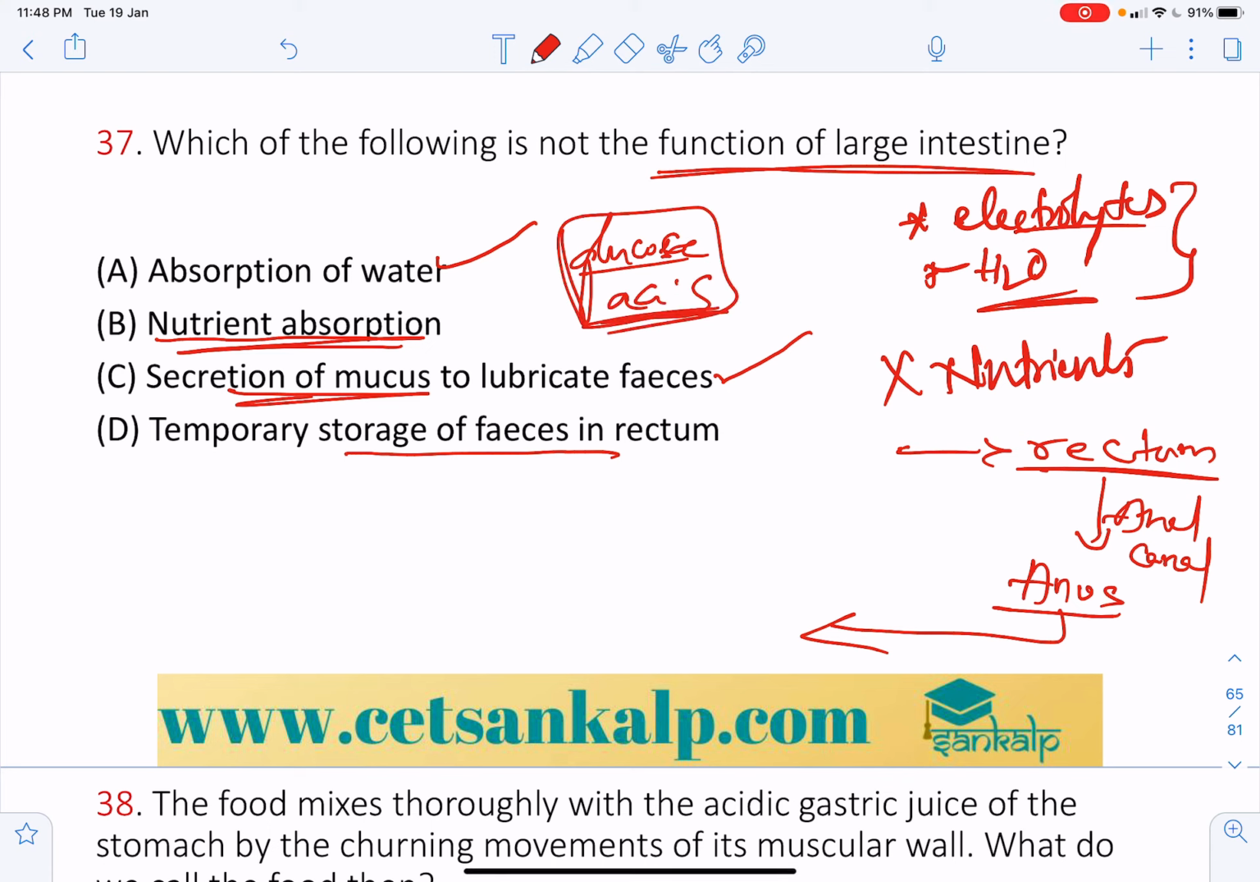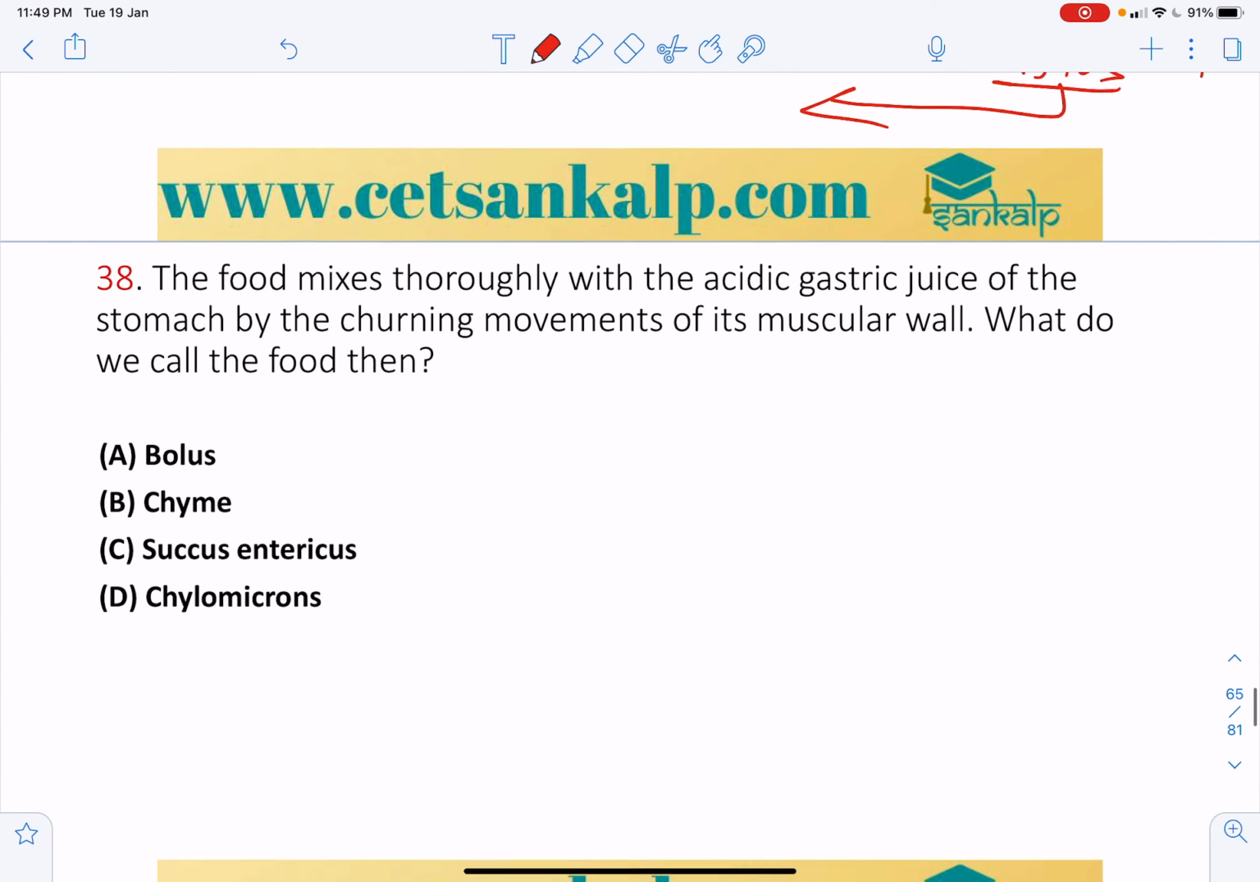Compared to the small intestine, in the large intestine we can see very few, scattered villi. Villi will be very few. So finger-like projections are very few, hence no absorption can be seen. Nutrients won't be absorbed. So the answer for that is B. So 37, answer is B.